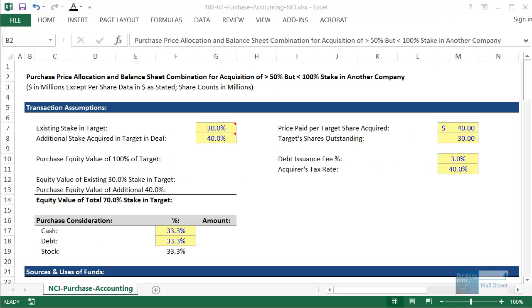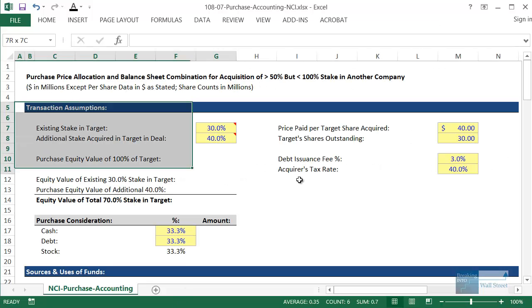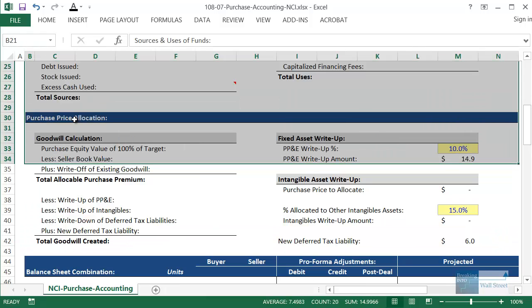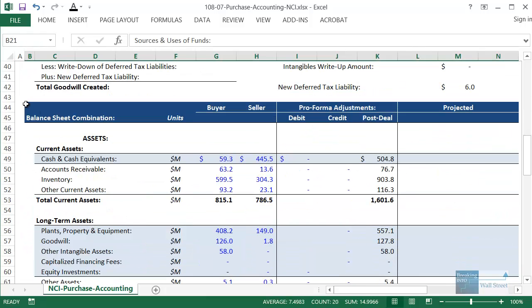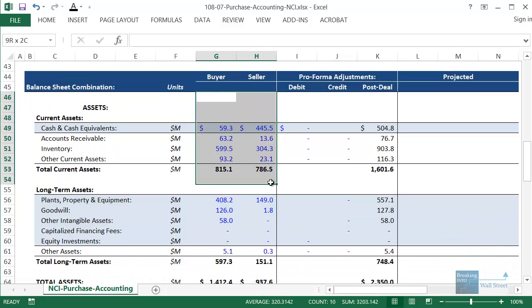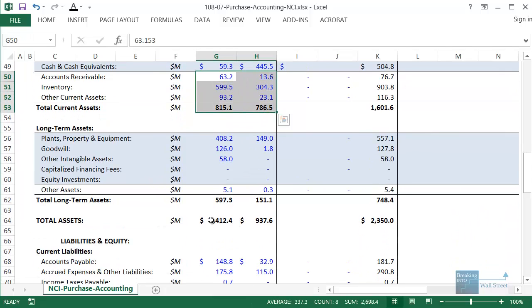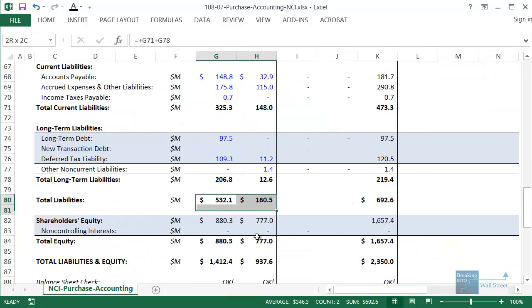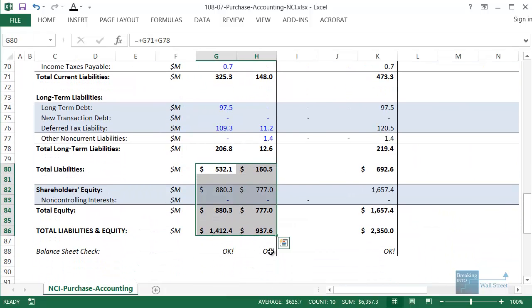So let's jump into Excel now and start out with the transaction assumptions for this deal at the top. We'll go through the sources and uses of funds and purchase price allocation, and then look at our balance sheet combination at the bottom. You can see the buyer and seller's balance sheets here lined up. So they're actually of a very similar size if you look at the total assets that both of them have, and then the total liabilities and equity, and so on and so forth.